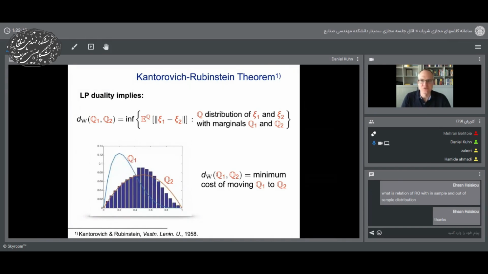So the Kantorovich-Rubinstein theorem tells us that the Wasserstein distance has an interpretation as the optimal value of a transportation problem, as we studied sometimes in logistics. But in this case, it's a transportation problem where the transportation plan Q is a distribution, and the supply and demand distributions are just Q1 and Q2.